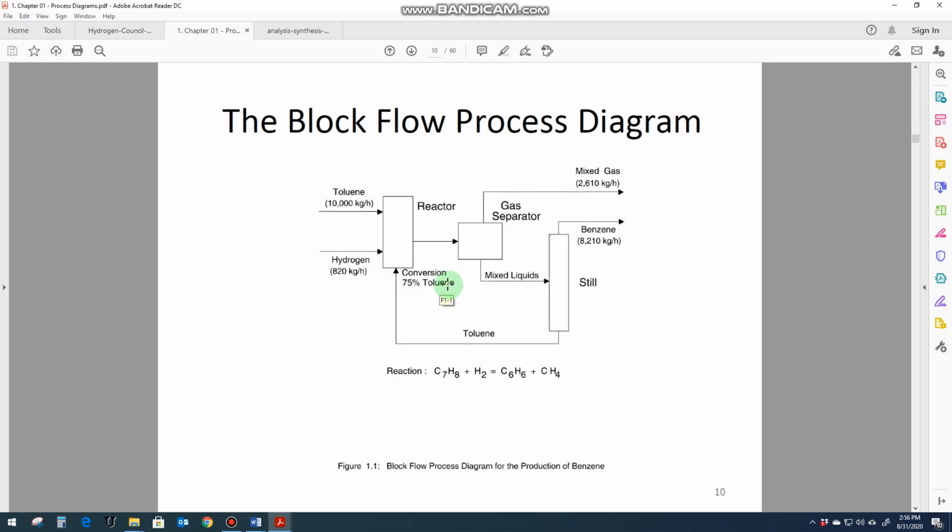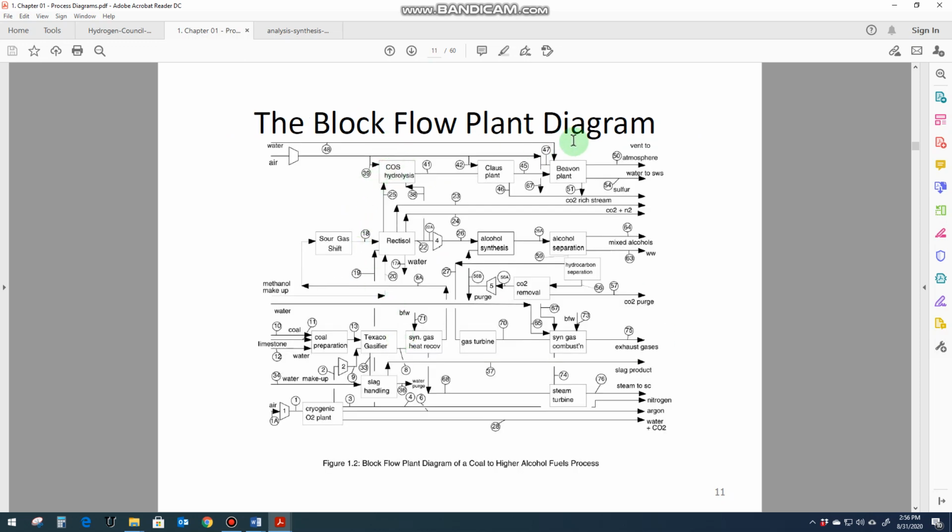Now this is one diagram, for producing benzene. Now let's see another block flow diagram, of producing higher alcohols from coal. You see the process starts with the coal preparation here, then there is a gasification, then in the gas recovery unit there could be some gas turbines, steam turbines. Then a separation unit, some acid gas removal units, and then a Claus process for the sulfur separation.